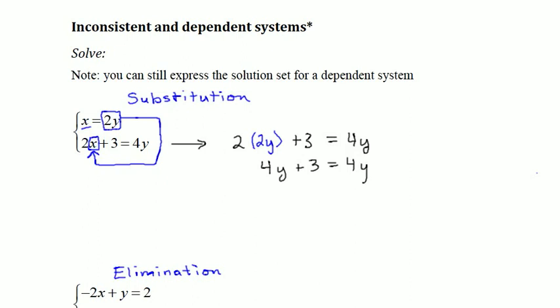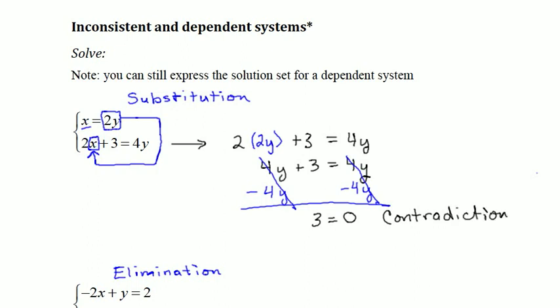And so as soon as I try to get all the y terms onto the same side of the equation by subtracting 4y, it doesn't really matter whether I'm trying to get them onto the left or onto the right. Either way, I would subtract 4y, and all of my variables drop out, and I'm left with this equation here, 3 equals 0. This is a contradiction, just like we saw with the linear equations.